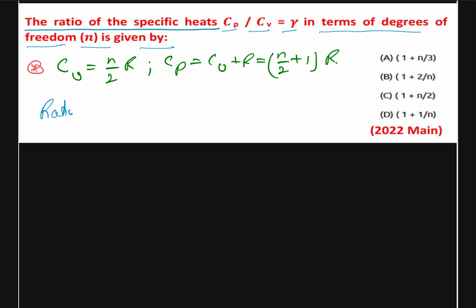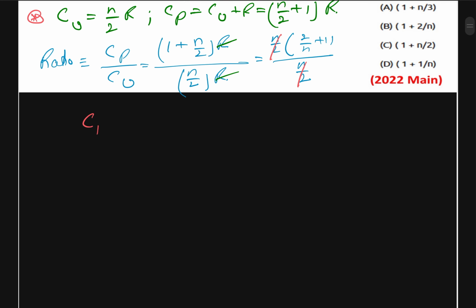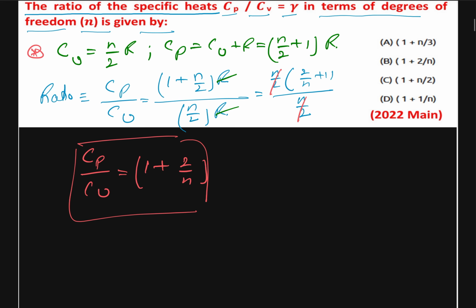So we need to find the ratio. The ratio Cp to Cv will be equal to N by 2 plus 1 times R divided by N by 2 times R. We can take N by 2 as common, giving 1 plus 2 by N, and R cancels out. The N by 2 goes away, so the ratio of Cp to Cv is equal to 1 plus 2 upon N. Option B is correct.